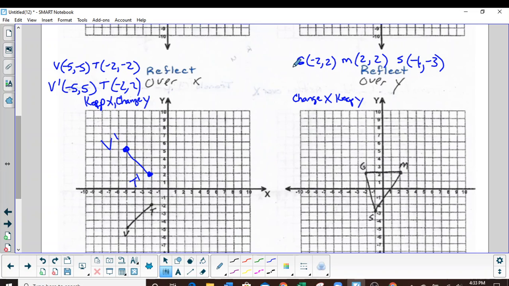So G prime, okay, we're going to change x, so it's going to be 2, 2. M prime, going to change x, is going to be -2, 2. And S prime is going to be 1, -3.